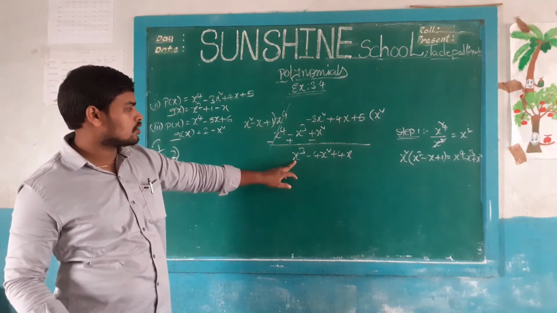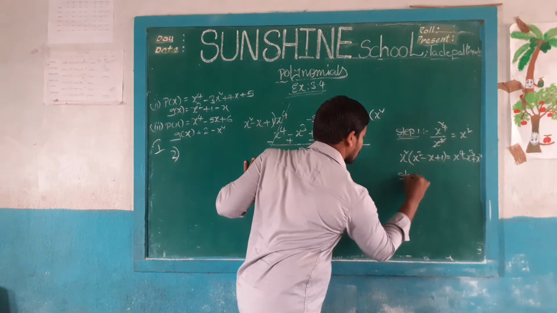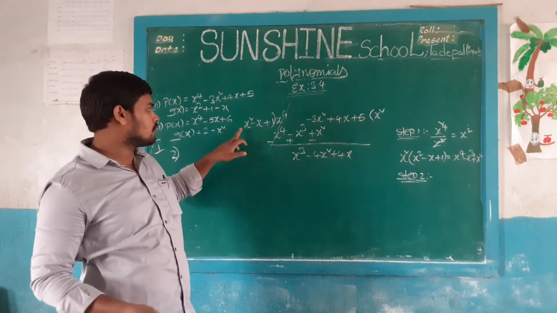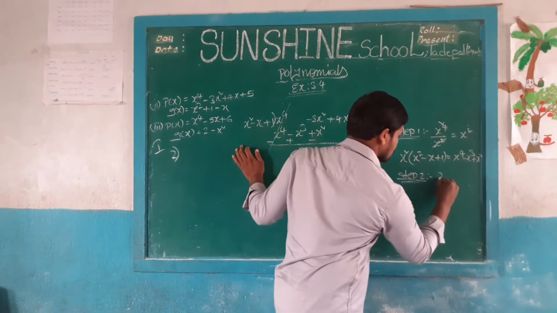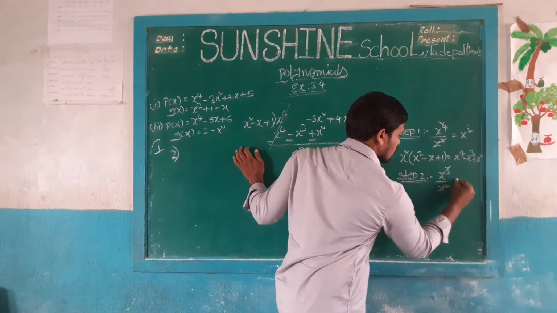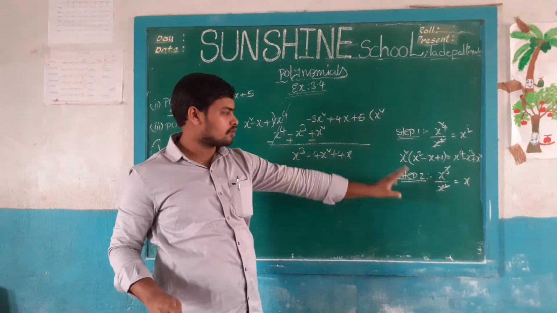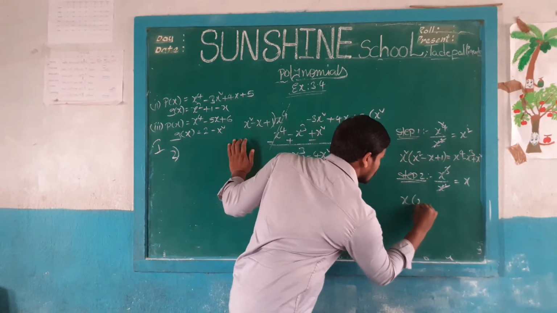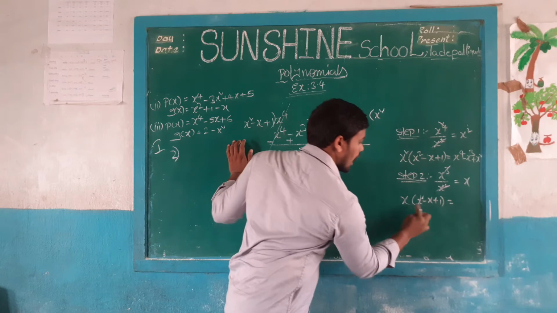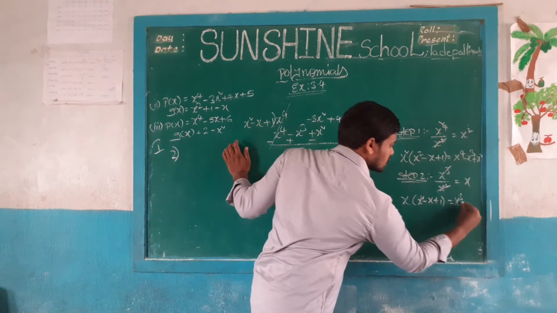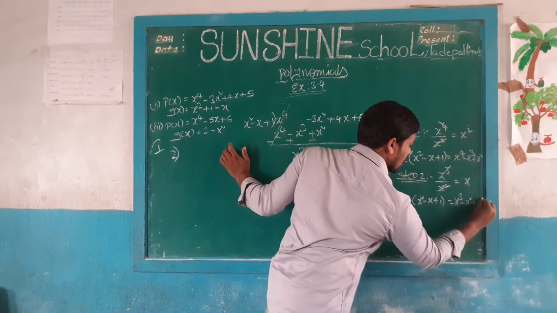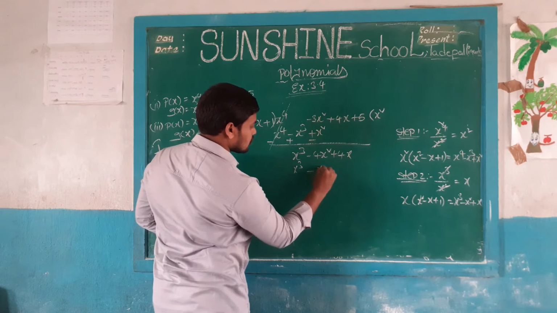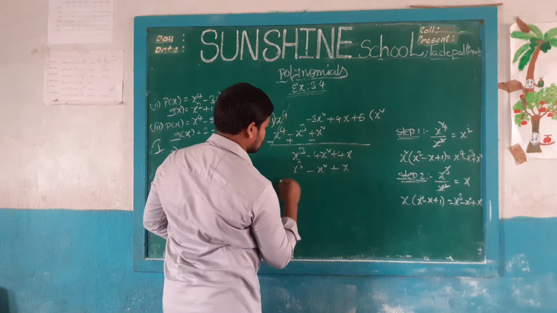Step 2. What is the value here? x cube, and the g of x first value is x square. x cube by x square: 3 x's and 2 x's cancelled, only 1 x is there. So multiply x with g of x. x into x square minus x plus 1. x into x square, x cube; x into x, x square; x into 1, x. So x cube minus x square plus x.